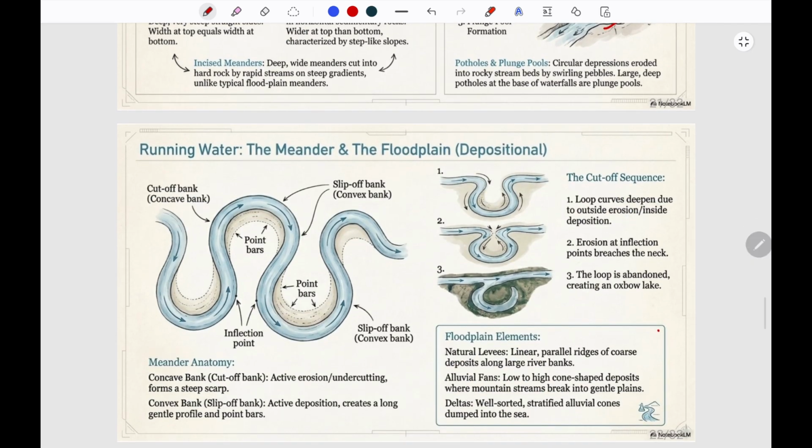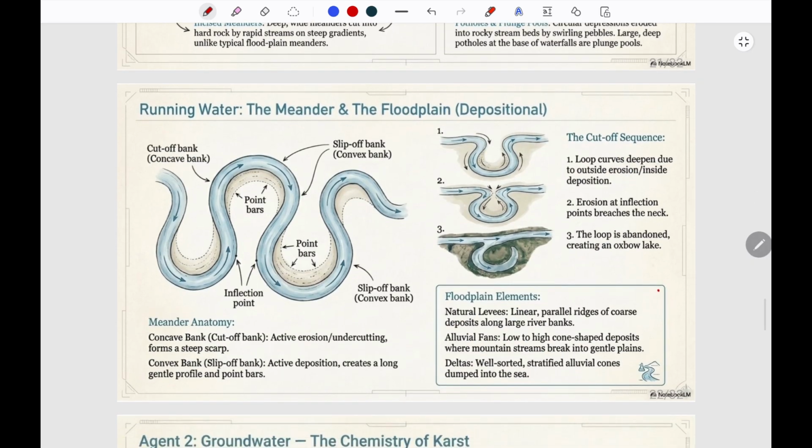Now, moving on to the depositional features. First one being point bars. These are sedimentary deposits on the convex side of the river. Another one is alluvial fans. As the river enters the plain area from the mountainous area, it starts to deposit the sediments, coarser sediments, in the form of fan-like structures like this. This is known as alluvial fans. And at the mouth of the river, it deposits the fine sediments to form the deltas.